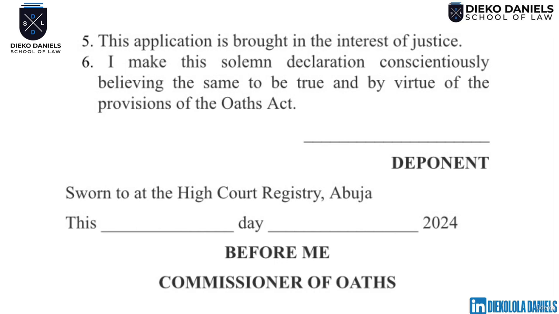It is important. Also, we now have the place where the deponent is to sign, and we have sworn in the High Court Registry, Abuja, the date, and then before me, Commissioner of Oath. Look at the way it flows and cram the way it flows. Sworn at where? The High Court Registry, Abuja, and put the date after that. Unlike applications, the date doesn't come after the paragraph. The date doesn't come after the deponent's signature at the right-hand side. The date comes after sworn at the High Court Registry of Abuja.